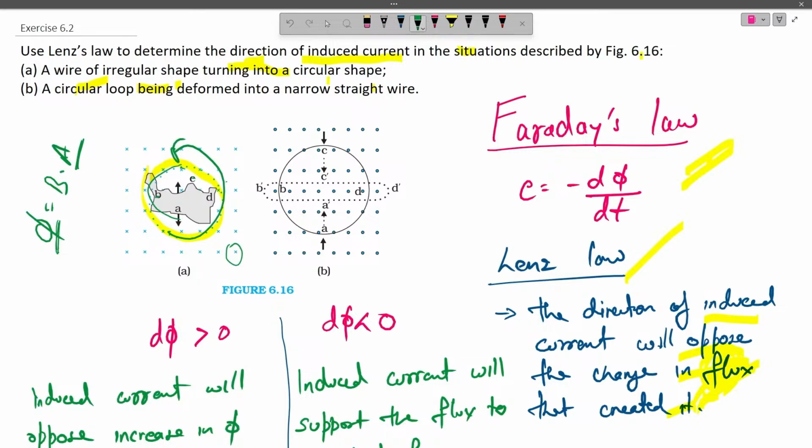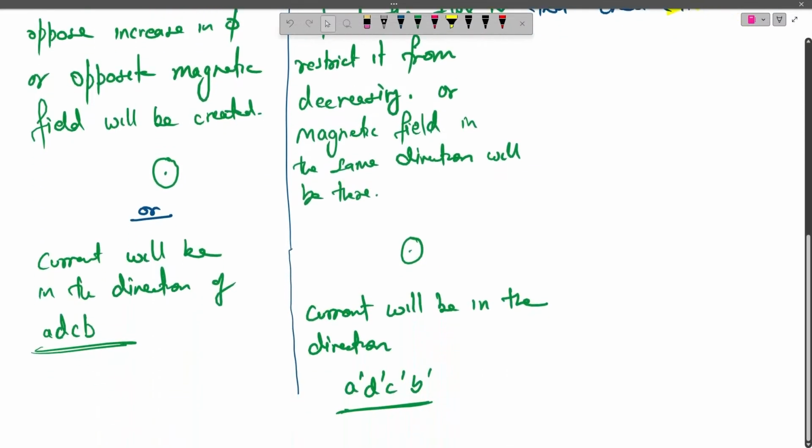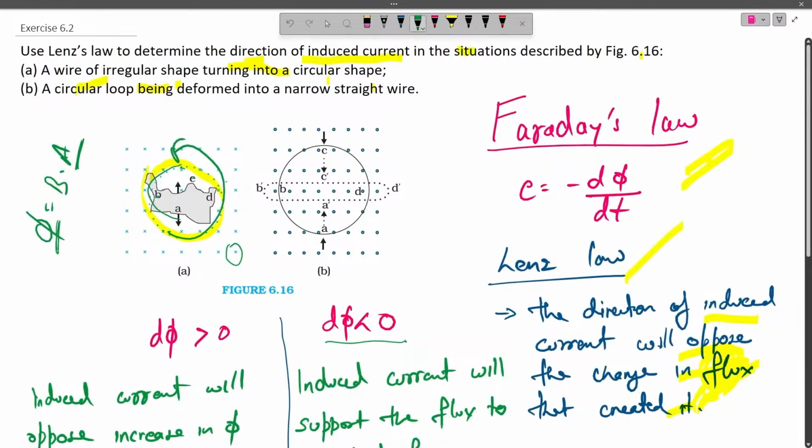In the second case, the area is decreased, so the flux is decreasing, d phi is negative. So the induced current will support the flux to restrict it from decreasing, and thus the magnetic field will be in the same direction as before, continuing to be out of the plane. So, just like before, anti-clockwise current should flow, or A dash, D dash, C dash, B dash should be the direction of current.